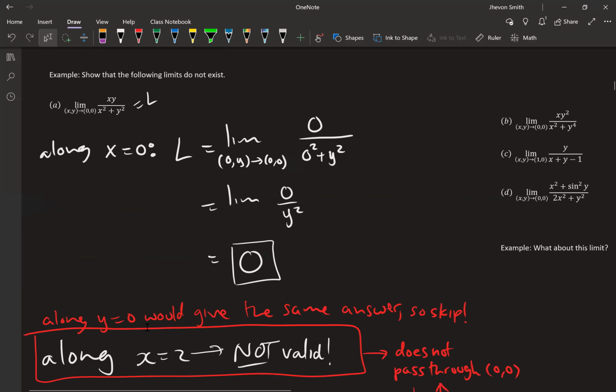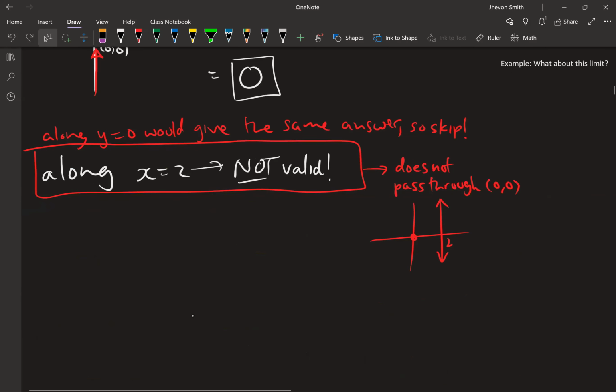I could pick x equals 0 because that actually works. If I have my axes, here is 0 comma 0. x equals 0 is the y-axis. That's like me approaching from this point right here or along there, right? So that's definitely passing through the point. I need to pick something that passes through the point. So here's one.